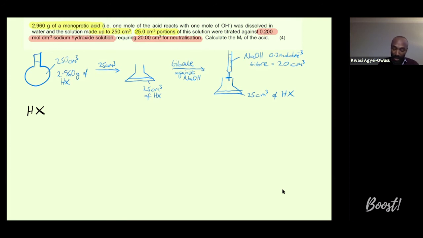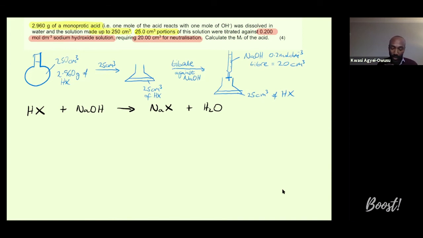Okay, so HX is our generic monoprotic acid, and this is reacting with sodium hydroxide, and this should form NaX and some water. Okay, so that is our balanced equation. Now, before we do any calculations, let's look at my diagrams showing what all of those words in the question mean in terms of the actual experiment being carried out.